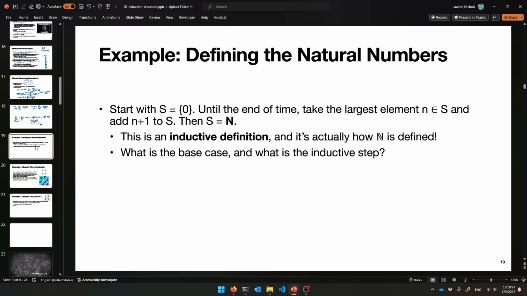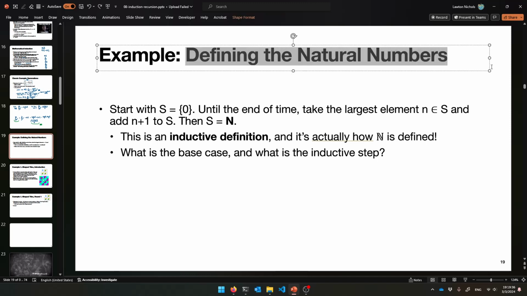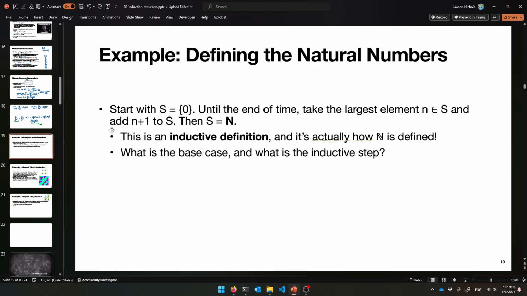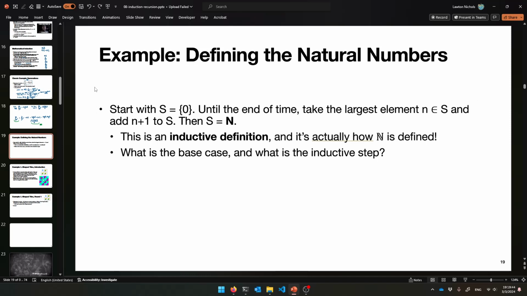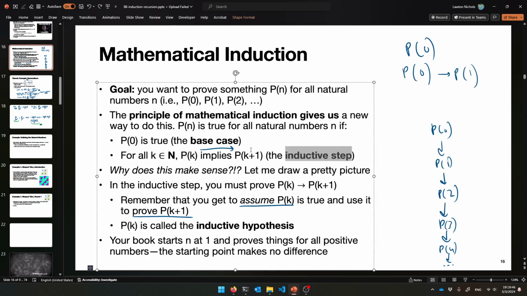That's lovely. So next, let's talk about how to use maybe induction to define something. That's also a possibility. So let's define the natural numbers. You can do that essentially with induction. This is an inductive definition. It's not the same as an inductive proof, but it's the same idea of using previous things to build up the next thing. Kind of like our inductive step.